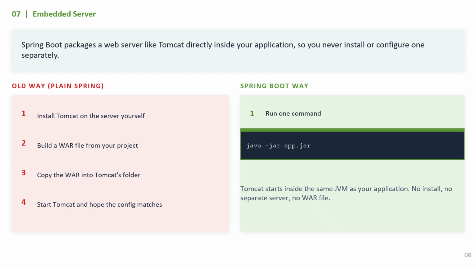With Spring Boot, all of that becomes one single step. You run one command, java -jar app.jar, and that's it. Tomcat starts up inside the very same Java process as your application. There is no separate install, no separate server, and no WAR file involved at all.